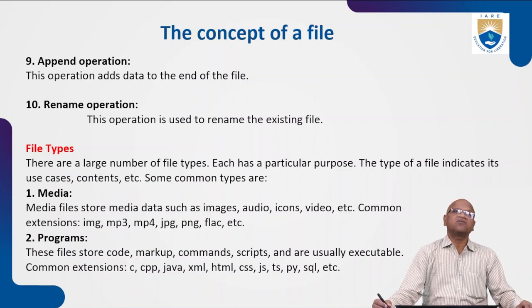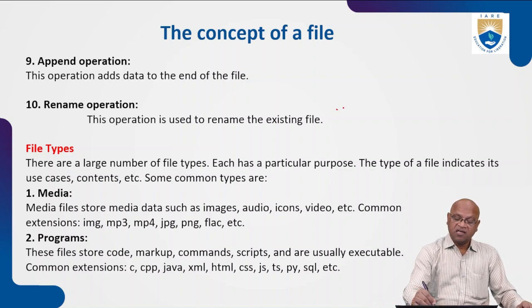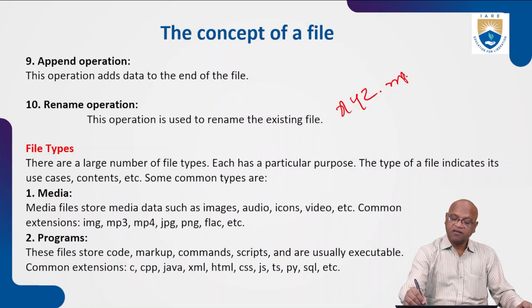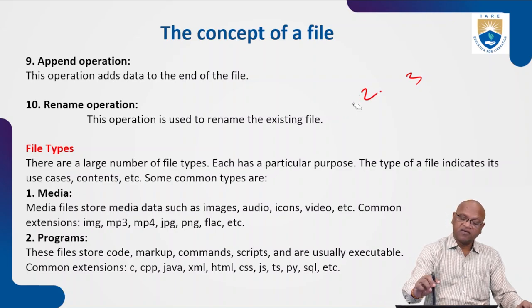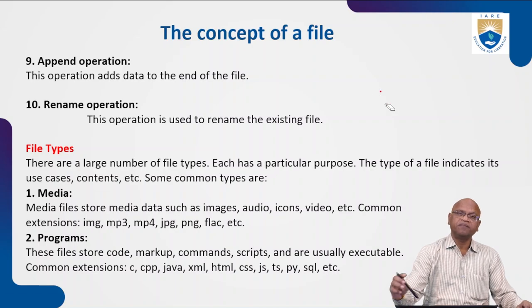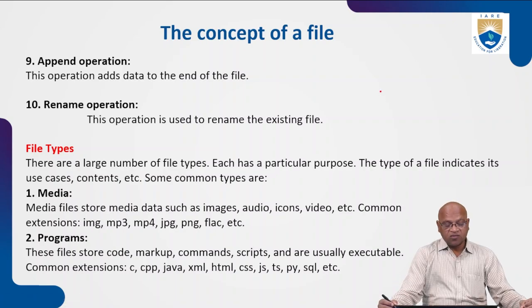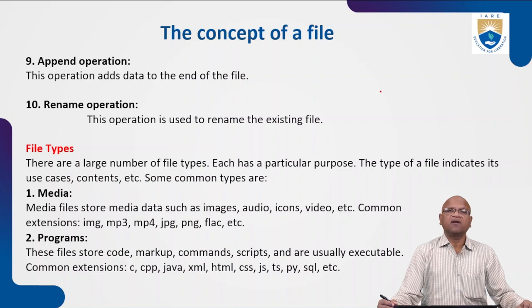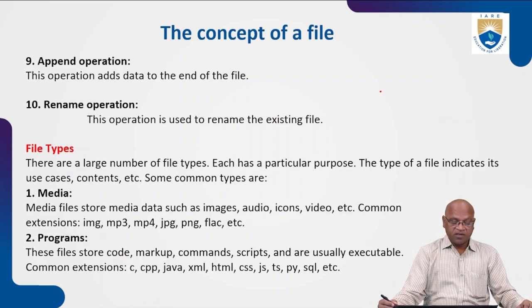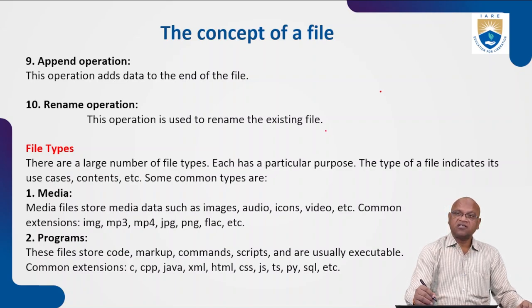Media files store media data such as images, audio, icons, videos. Common examples look like this: xyz as the file name and mp3 as the extension. So what is the type of the file? That is the extension. Then programs: these files store code, what we write in programs like Java, C and C++, so the extension will be different. These files store code, markup commands, scripts, and usually executable commands, with common extensions like .c, .cpp, .java, .xml, .html, .css, .js, Python, SQL, etc. So these are the extensions of the files.